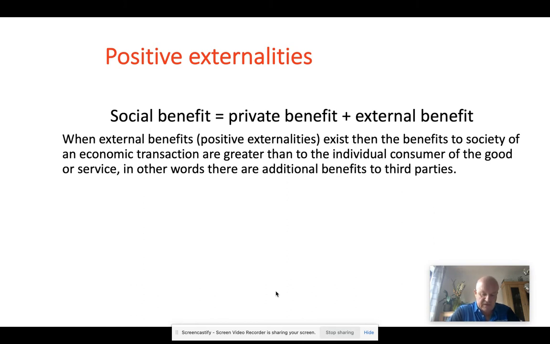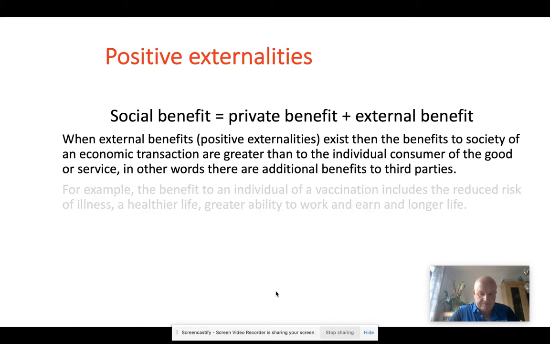The previous ones, the negative externalities you just looked at, don't have any additional benefits. They have additional costs effectively, don't they? But in this instance, we're looking at where there might be some positive externalities, and we'll take a look at some examples of that in a minute.